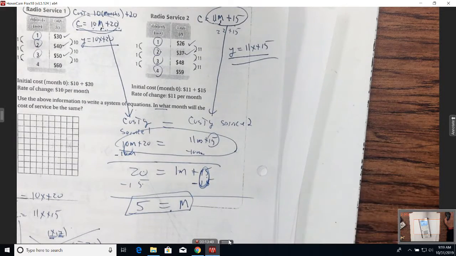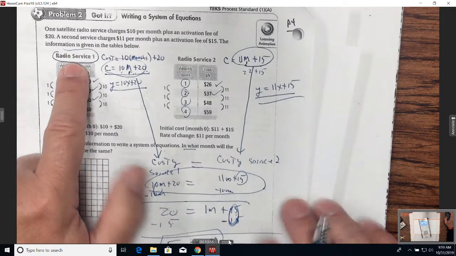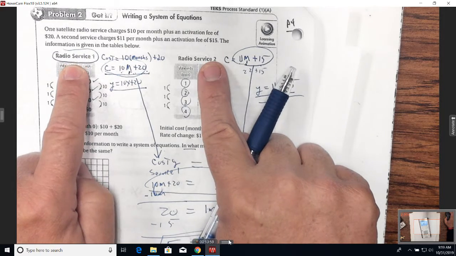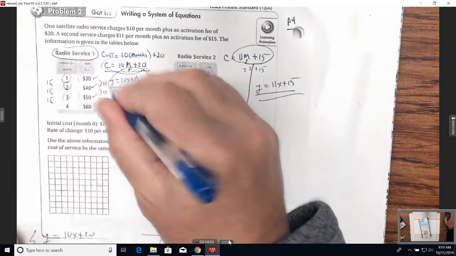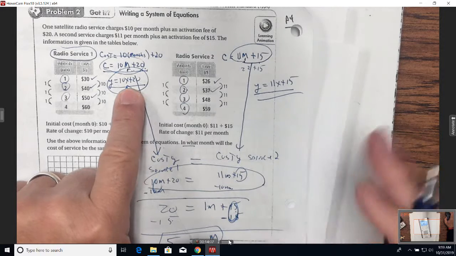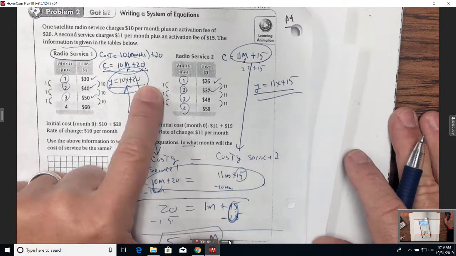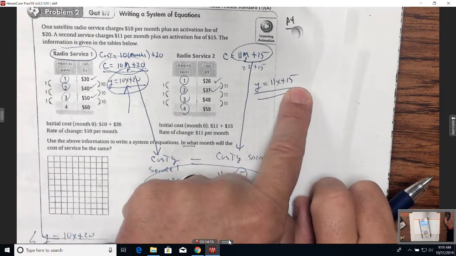5 months. Then let's say you wanted to have this service for a year. Which one would you rather do? Would you have radio service 1 or radio service 2? Anything after 5 months, what would be the best deal? Radio service 1. Why? Because it's cheaper, but why is it cheaper? The initial cost is more here than it is here.